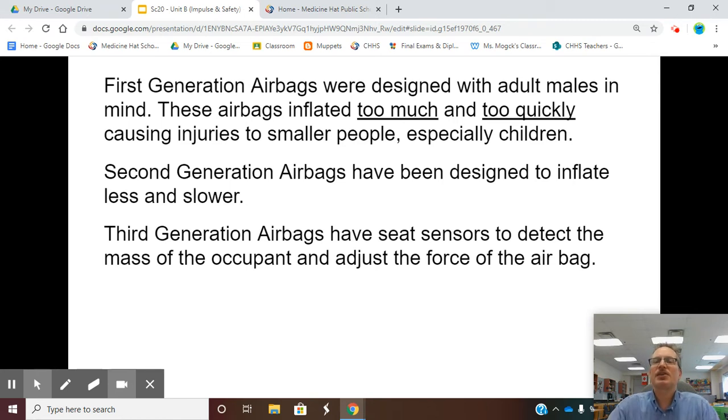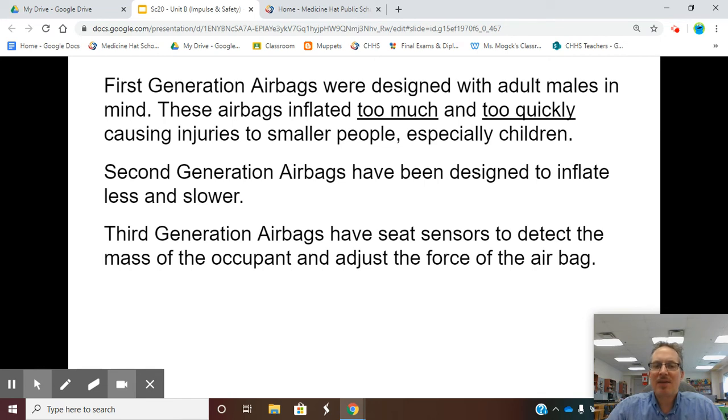The first generation of airbag was designed with the idea of an adult male in mind, which meant it inflated too big, too quickly, and therefore it caused injuries to smaller people like women or children in the car. And so a lot of people were like, oh my goodness, airbags are very, very dangerous. But then came along the second generation of airbags. And these have been designed to inflate less so that they're a little smaller, and to inflate a little bit slower so that it takes into account a smaller body shape than a male.